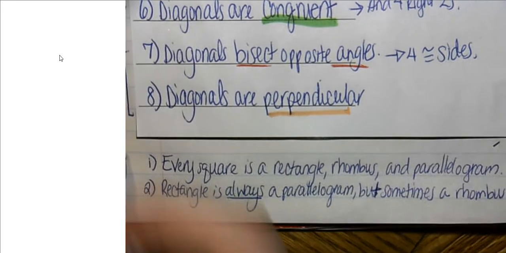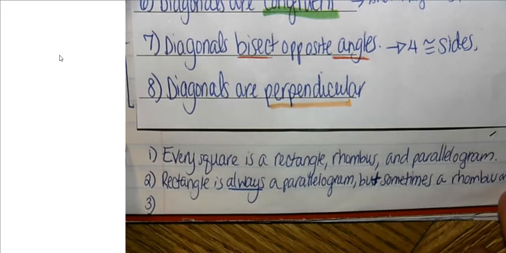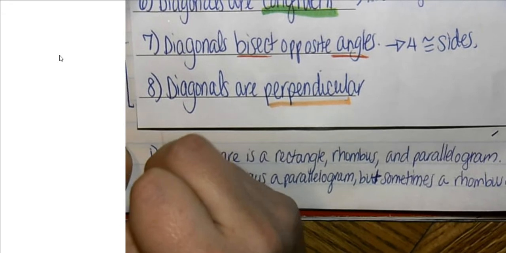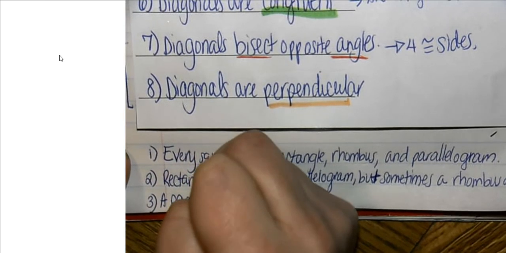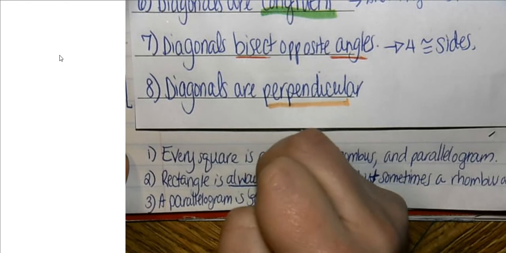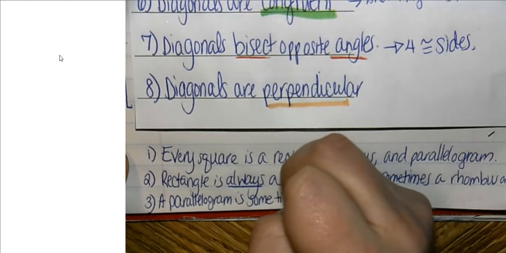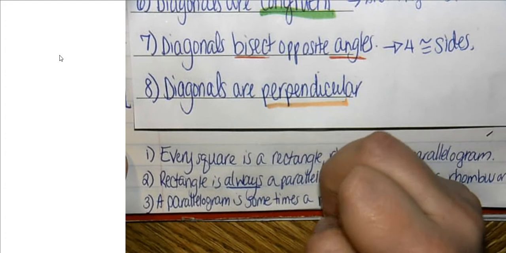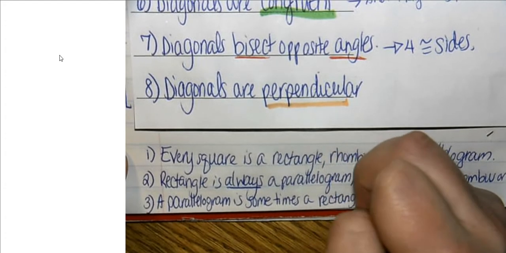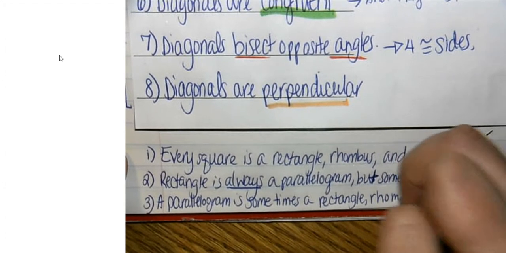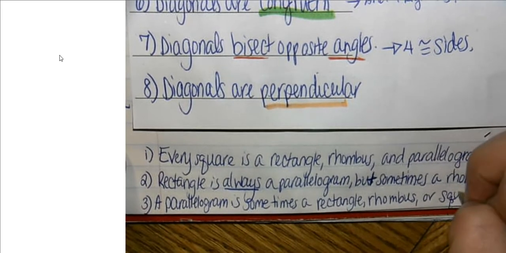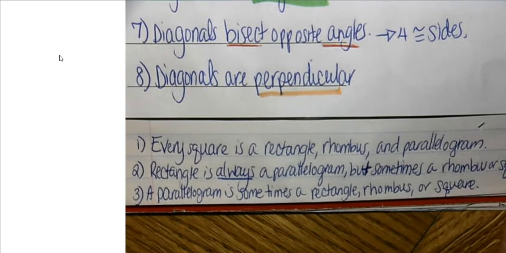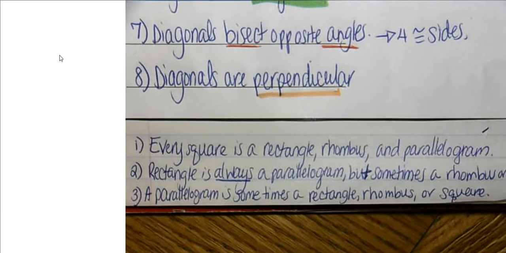The third statement that I would like you guys to please write down is that a parallelogram is sometimes a rectangle, rhombus, or square. Sometimes it is, but every parallelogram is not going to be a rectangle, rhombus, or square. It'll be its own shape.